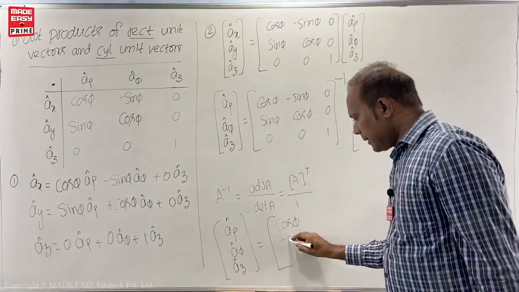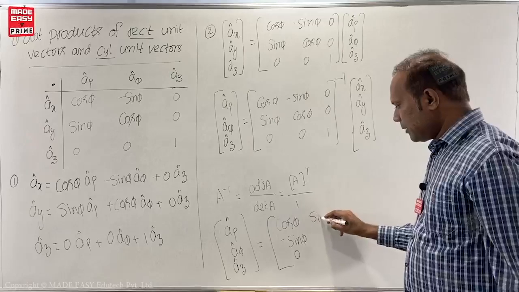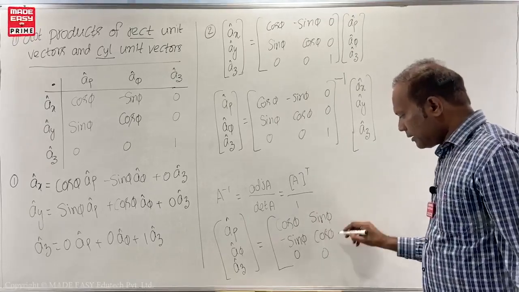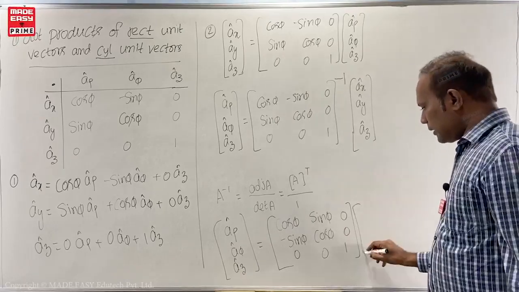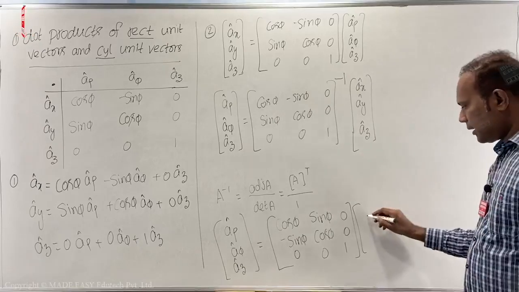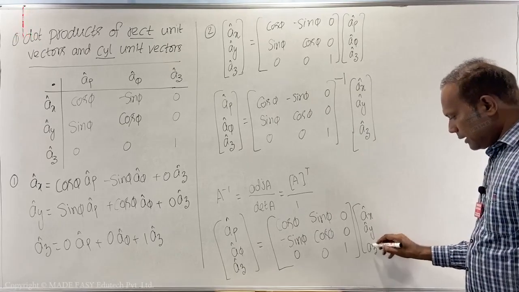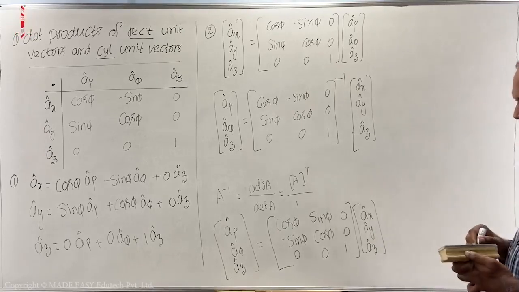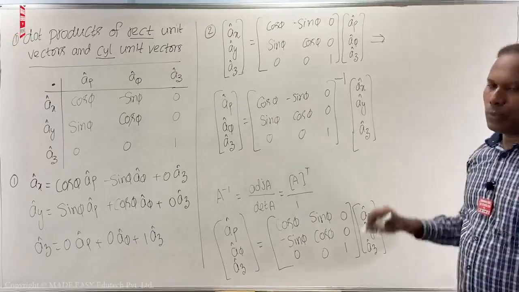So cos pi, minus sin pi and 0, then sin pi, cos pi and 0, then 0 0 1, and this is nothing but ax cap, ay cap and az cap. So this is the matrix. Actually, from this I am telling one more point.